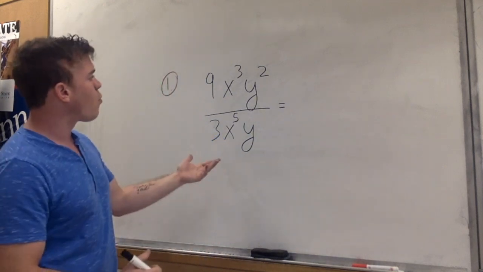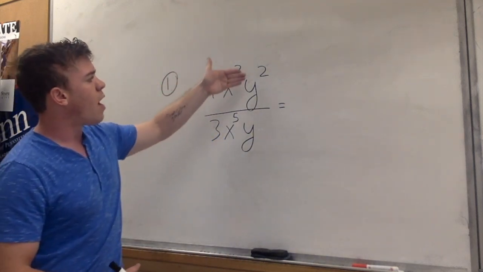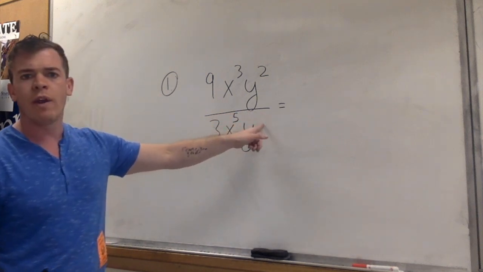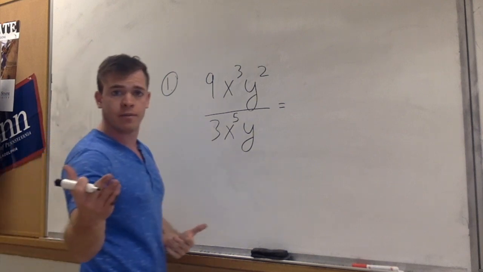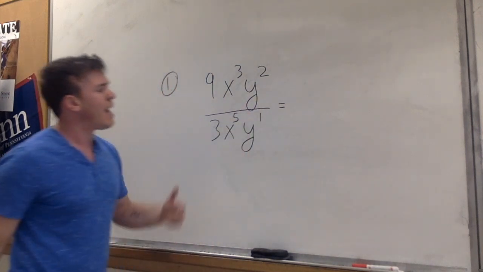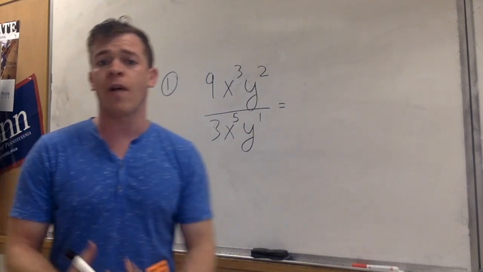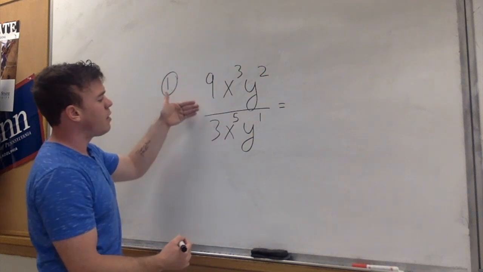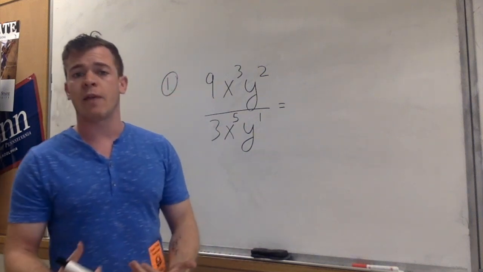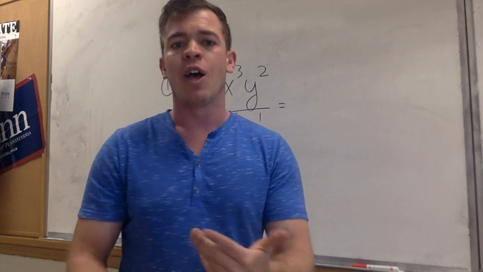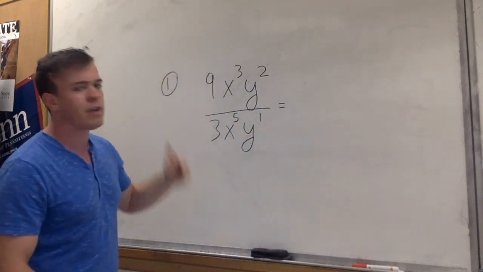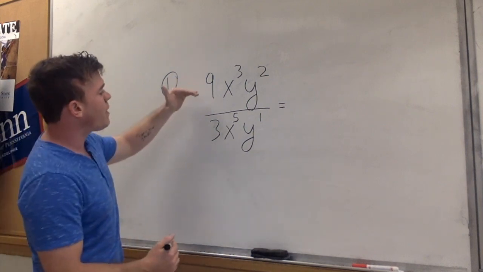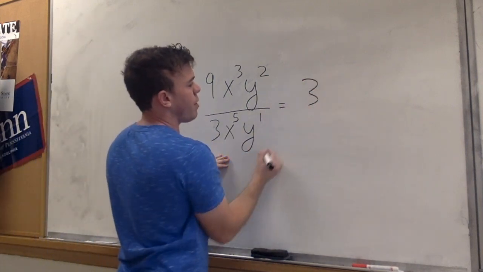So problem number 1 here, we have 9x to the 3, y squared, divided by 3x to the 5, y to the, well, whenever we don't see an exponent, we always assume it to be a 1, absolutely. And so we now have this problem. Now, we know that a fraction bar actually means to divide. And so we really have 9 divided by 3. And I want you to remember this statement. Normal numbers behave normally. So whenever we see 9 divided by 3, it's just a normal operation. So we know 9 divided by 3 is going to be 3.